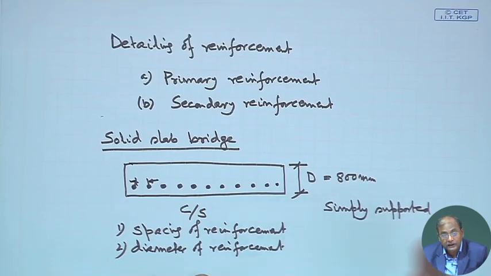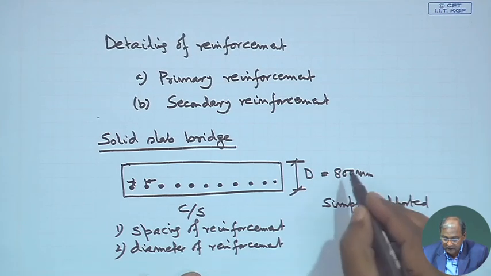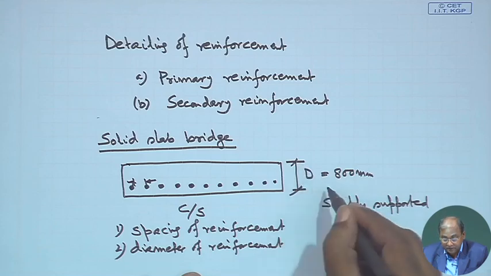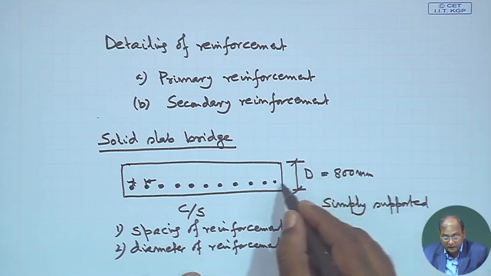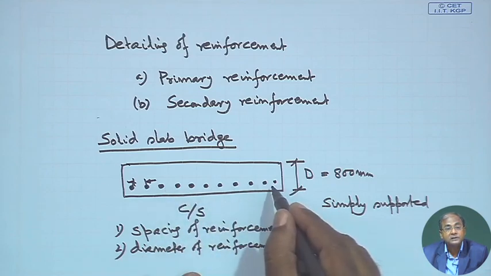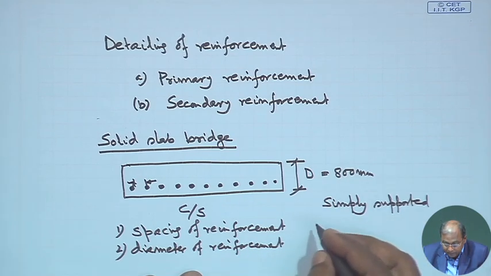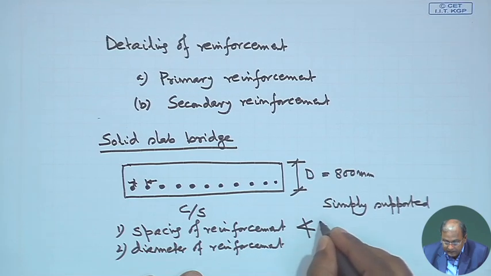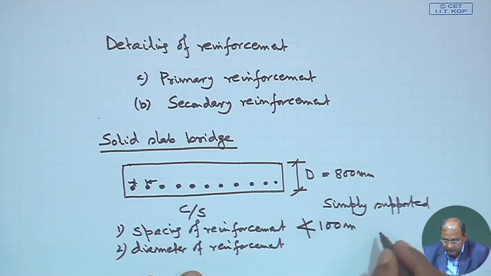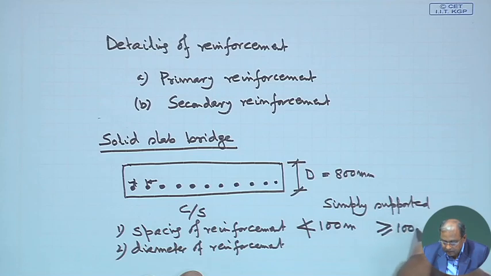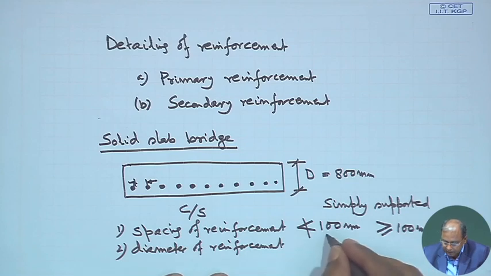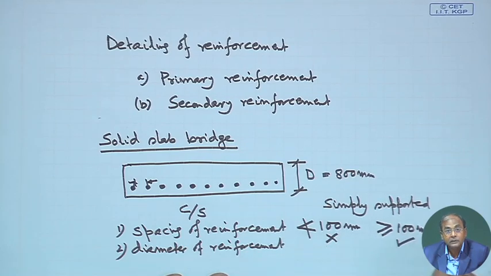Whatever it is, for the maximum spacing, if you make this depth less, there is a possibility you will find the reinforcement spacing is very close. I personally never give less than 100 millimeter. It should always be greater than 100 millimeter. Never. This is the one you should first follow: never less than that 100 millimeter.